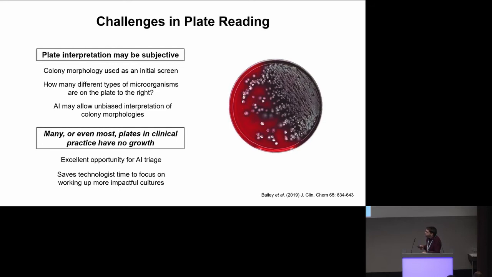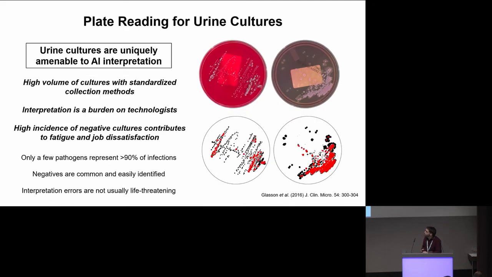What is also important is that many or even most plates in clinical practice have no growth, which is a great opportunity for AI triage, which saves our technologists' time and allows them to focus on working up more impactful cultures. I think this is particularly important in urine cultures because there's very high volume. Interpretation really is a burden on technologists.